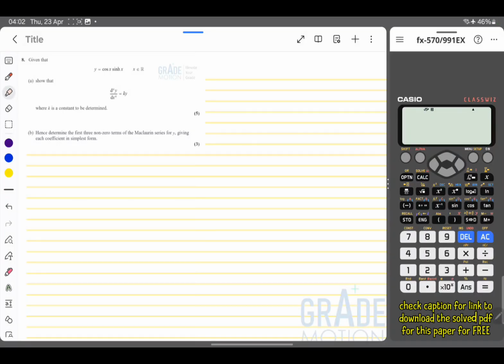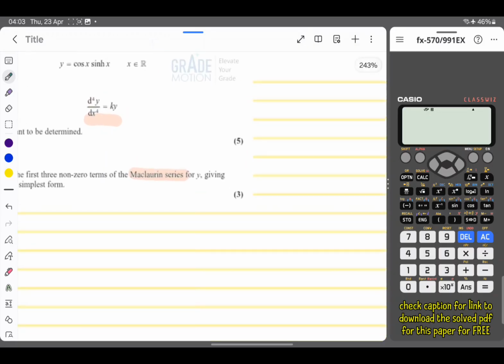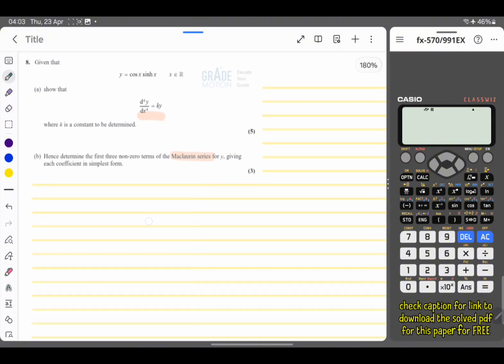Let's take a look at question 8. Question 8, we have a differentiation question and also Maclaurin series. So what we're going to do here for question 8, they want us to differentiate y 4 times. Notice that we have cos x multiplied by sin x. That means we have to use product rule.